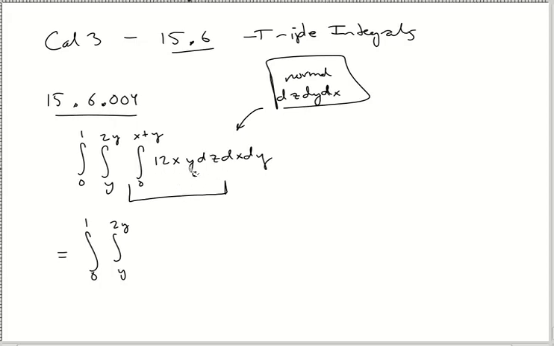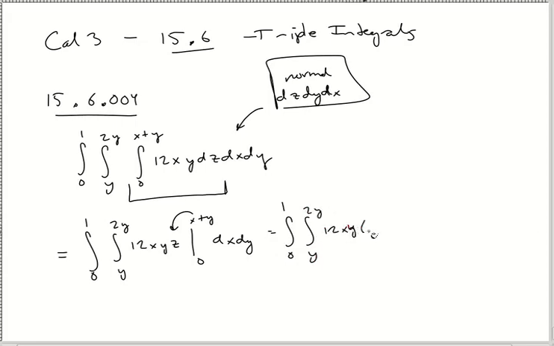So, integral in terms of z, there isn't a z. So, I just add a z in there. 0 to x plus y, dx dy. Go ahead and toss this into z. Nothing new there. 12xy times x plus y, dx dy.